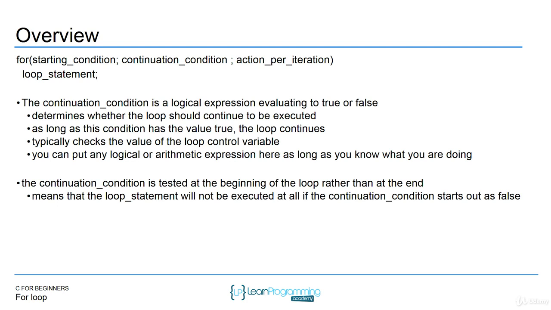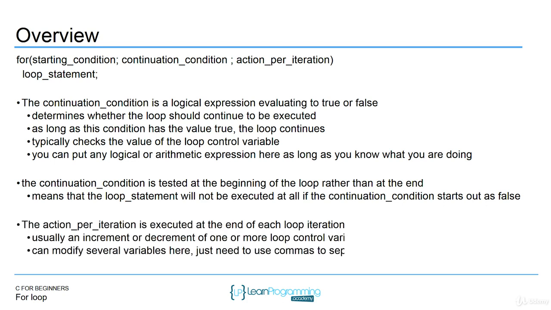The continuation condition is tested at the beginning of the loop rather than at the end. This is referred to as a pre-test loop. You'll notice the difference when we talk about the do-while loop, which is a post-test loop. But what this means is that the loop statement may be executed once, it may be executed 0 times. It all depends on whether or not that continuation condition evaluates to true or false. If it evaluates to false, you're never going to execute the body. If it evaluates to true, you'll execute that body at least once.